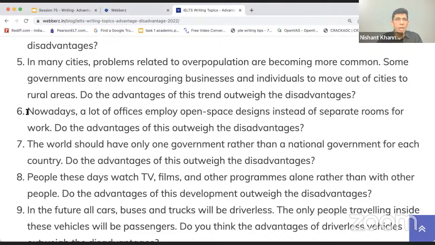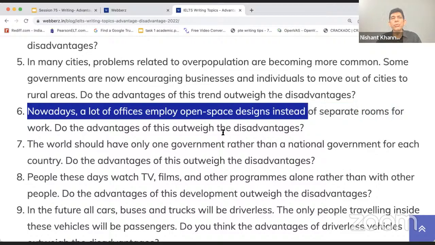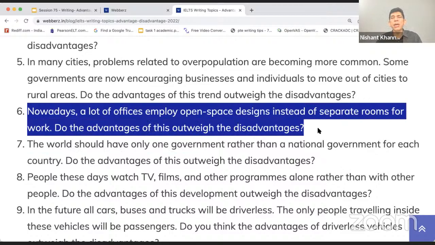Here, nowadays, a lot of offices employ open space design instead of separate rooms for the work. Do the advantages outweigh the disadvantages? फिर से वही बात आ गई, इंडिया में ये बहुत कम है open spaces. Number of open spaces are very less in India in the offices. Generally, they try to put a lot of rooms, lot of cabins, and the space becomes very restricted.